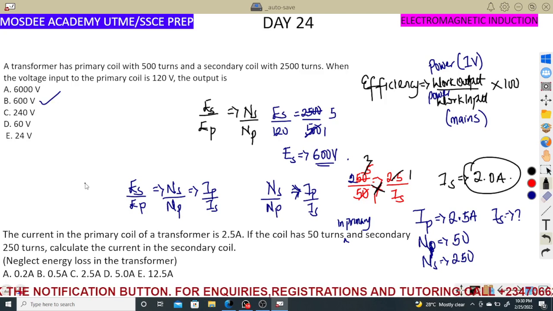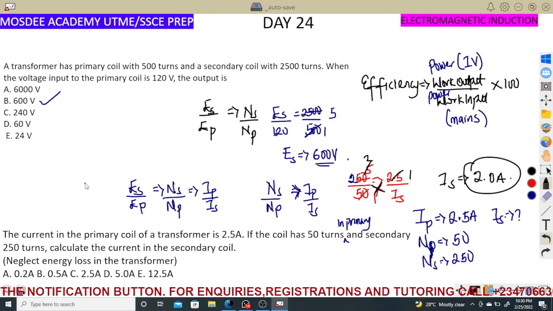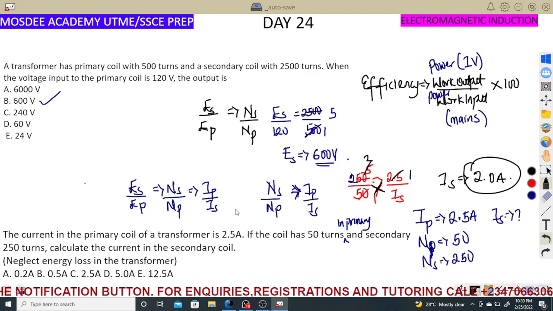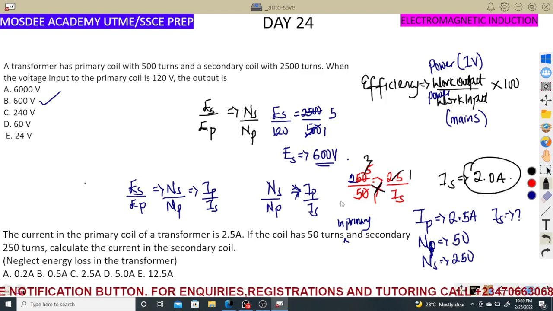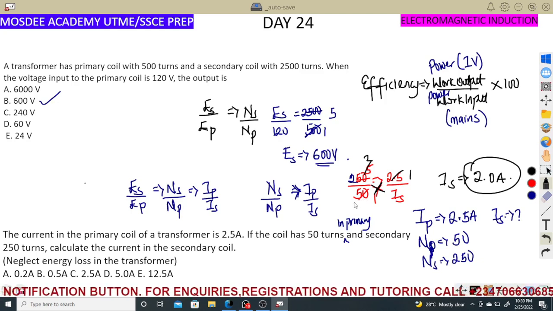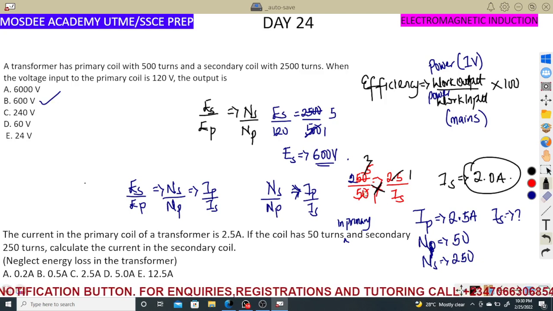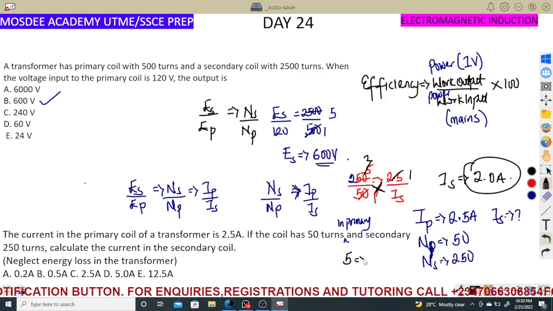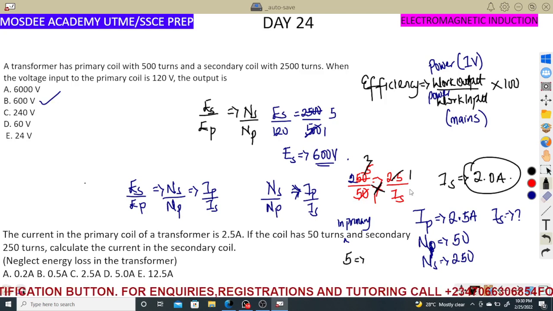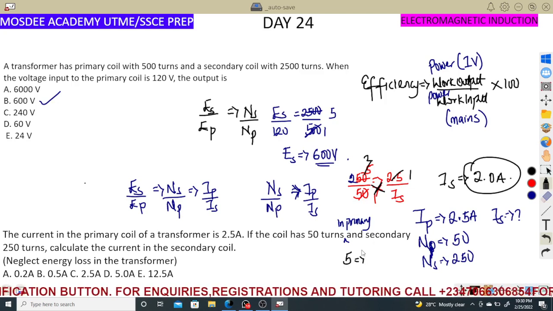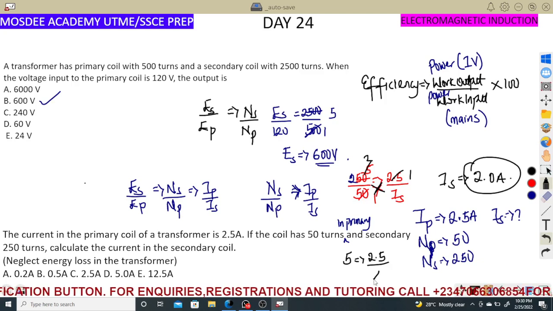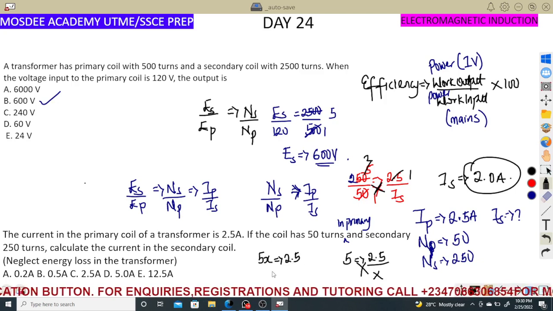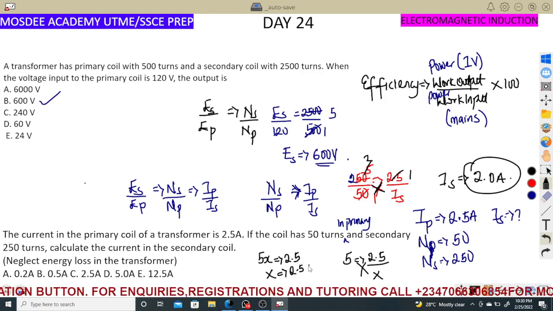I think there's an error in what was done, according to the nature of the question. If there's a mistake in what I've done, please confirm, but let's do it well again. The number of turns in secondary is 250 and in primary is 50. 250 over 50 is 5. So I have 5 equals the number of turns ratio. IP is given as 2.5 over x. On cross multiplication, I have 5x equals 2.5. x equals 2.5 over 5.